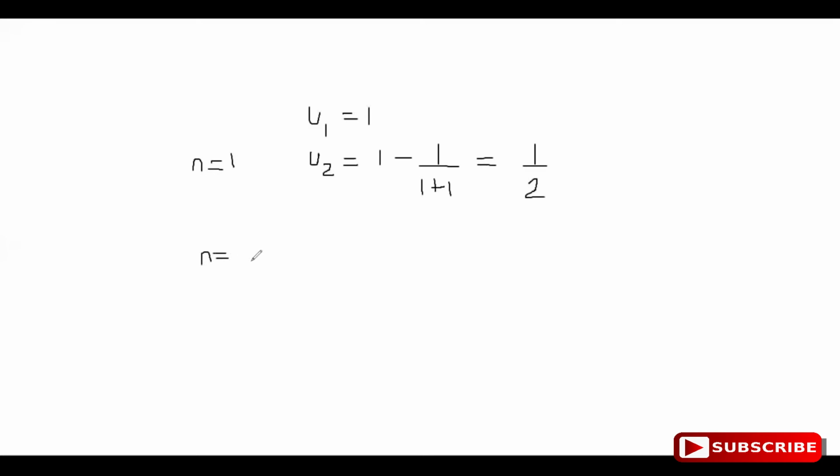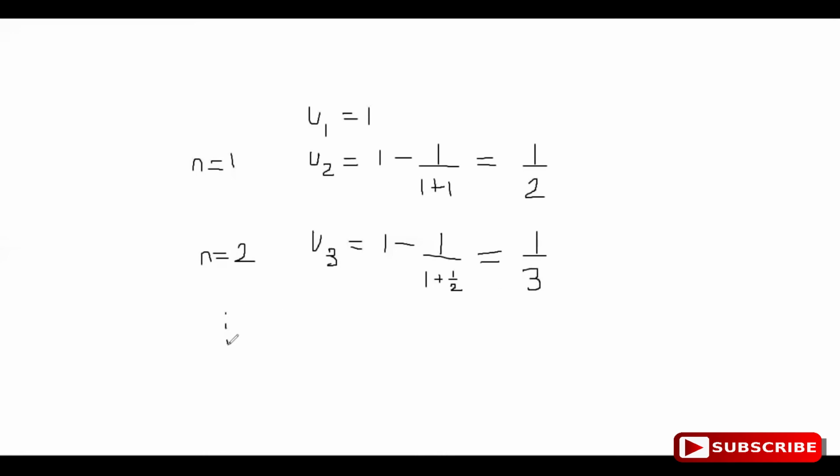So when n is equal to 2, we get that u3 is equal to 1 minus 1 over 1 plus u2, which is a half. So 1 plus a half is 3 over 2. This works out to be 1 minus 2 thirds, which is 1 over 3. Yes, sir, 1 third.